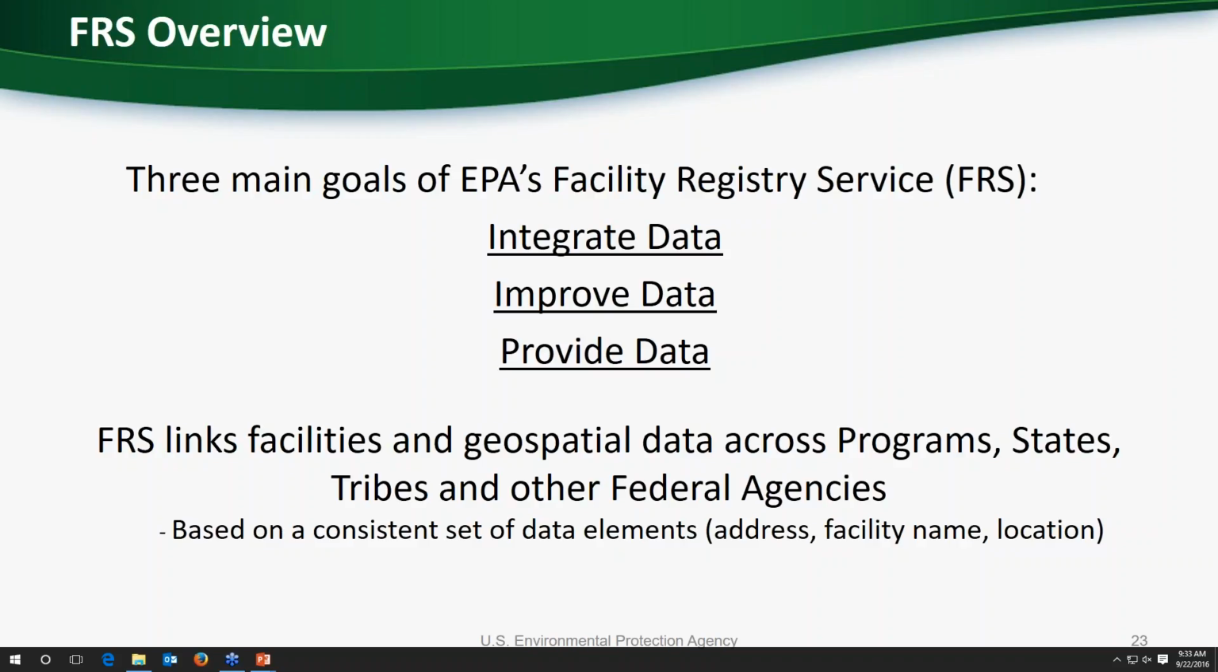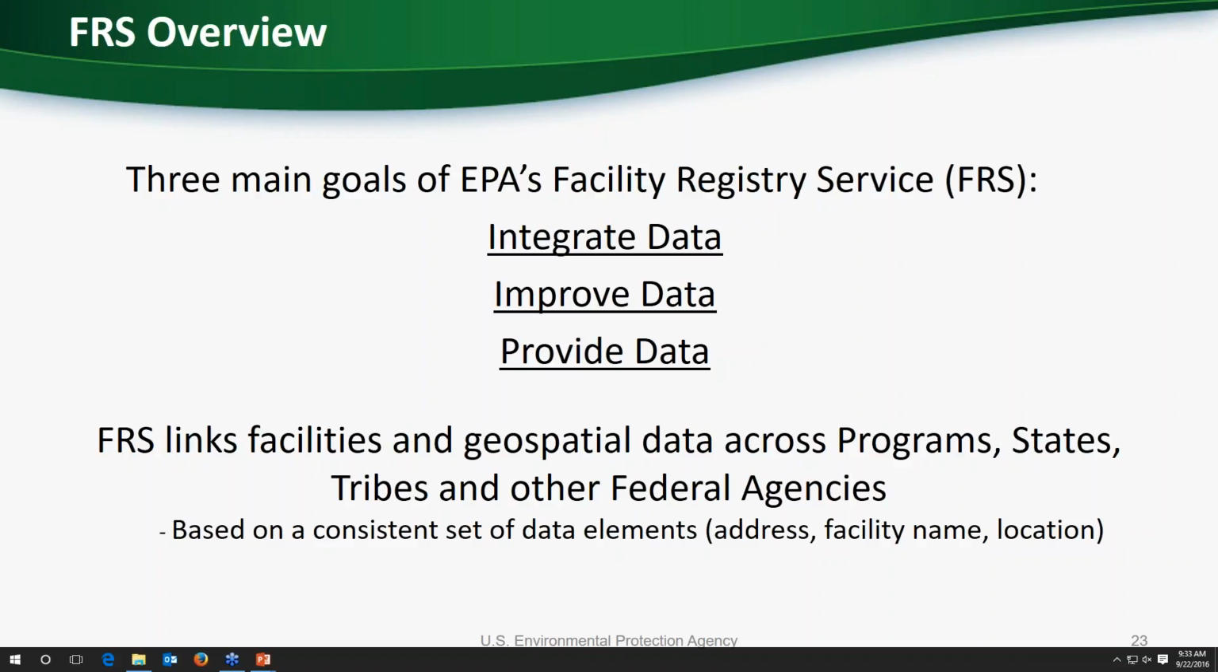We look to link facilities and geospatial data across programs, states, tribes, and other federal agencies. And to do that, we really use 3 different fields in particular: the address of the facility, the name of the facility, and the location of the facility.